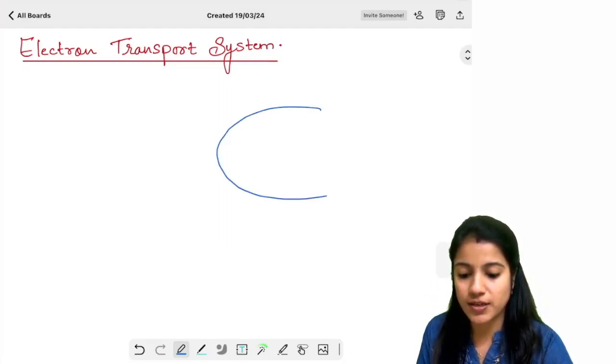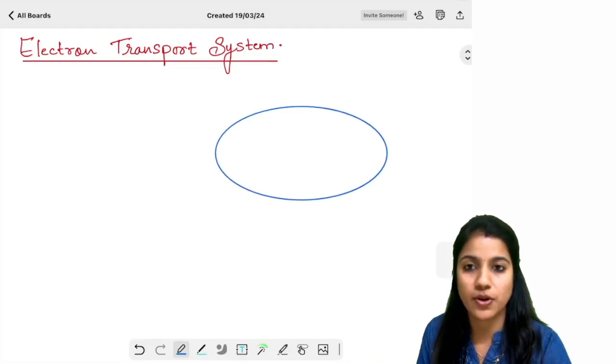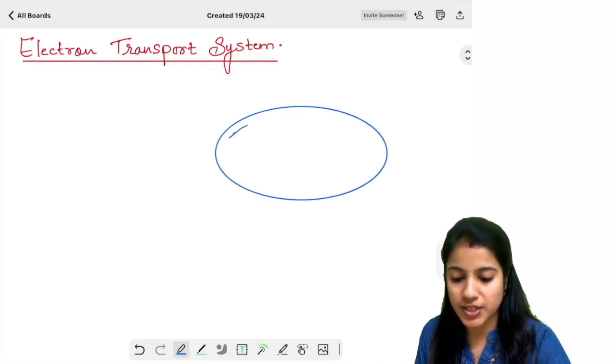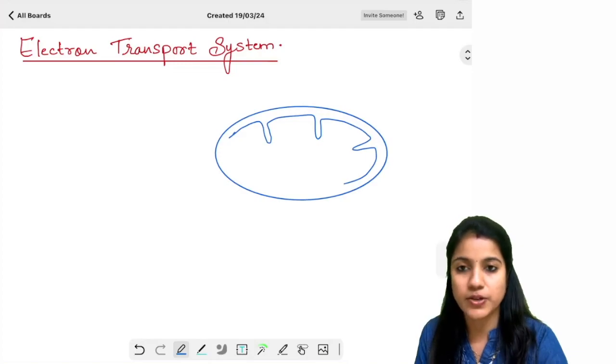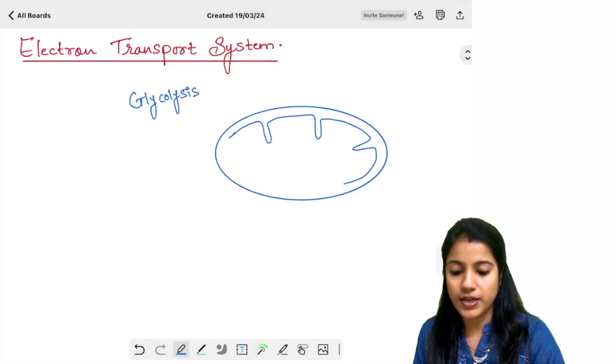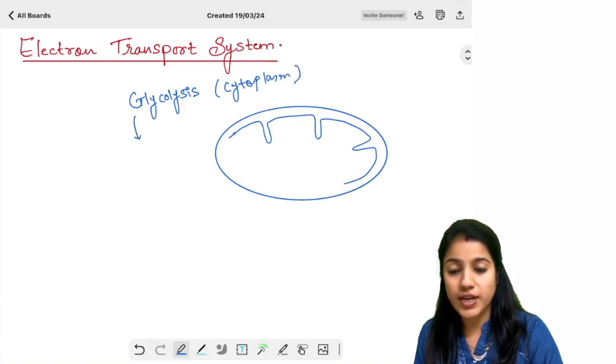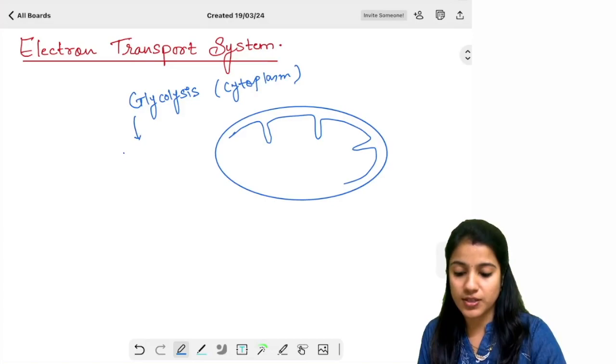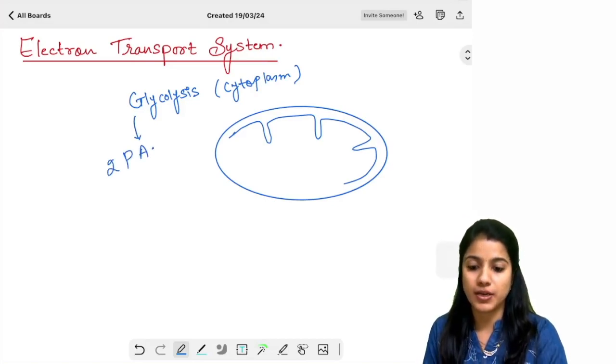During this process, this is our mitochondria, a double membranous structure in which the inner membrane is made up of cristae. So this is our inner membrane of mitochondria. The location of glycolysis is outside the mitochondria, that means in cytoplasm. What are the products of glycolysis? That is pyruvic acid. Two molecules of pyruvic acid we are getting from glycolysis.